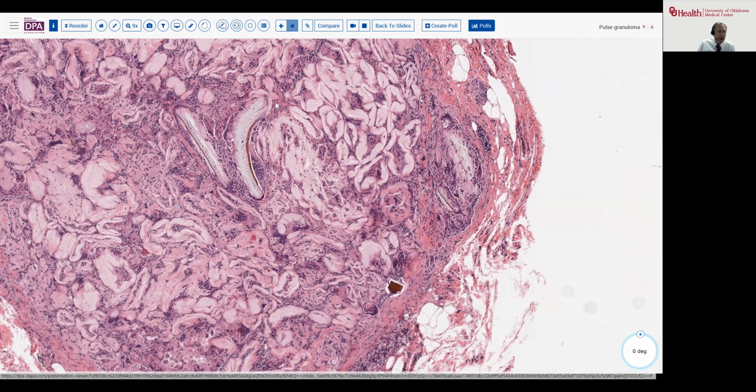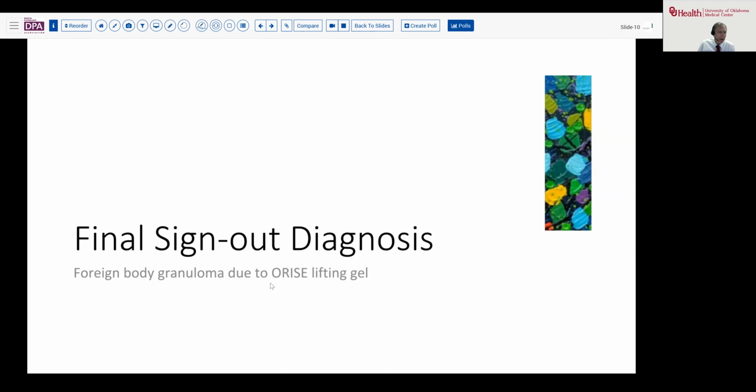So our final sign-out diagnosis was a lifting gel foreign body granuloma secondary to the ORISE lifting gel, creating the clinical impression of a recurrent residual tumor. Since this is the second circumstance in which this clinical impression of recurrent tumor has led to additional, probably unnecessary surgery, we feel it's important to raise the concern and awareness of this amongst our endoscopic mucosal resecting colleagues.